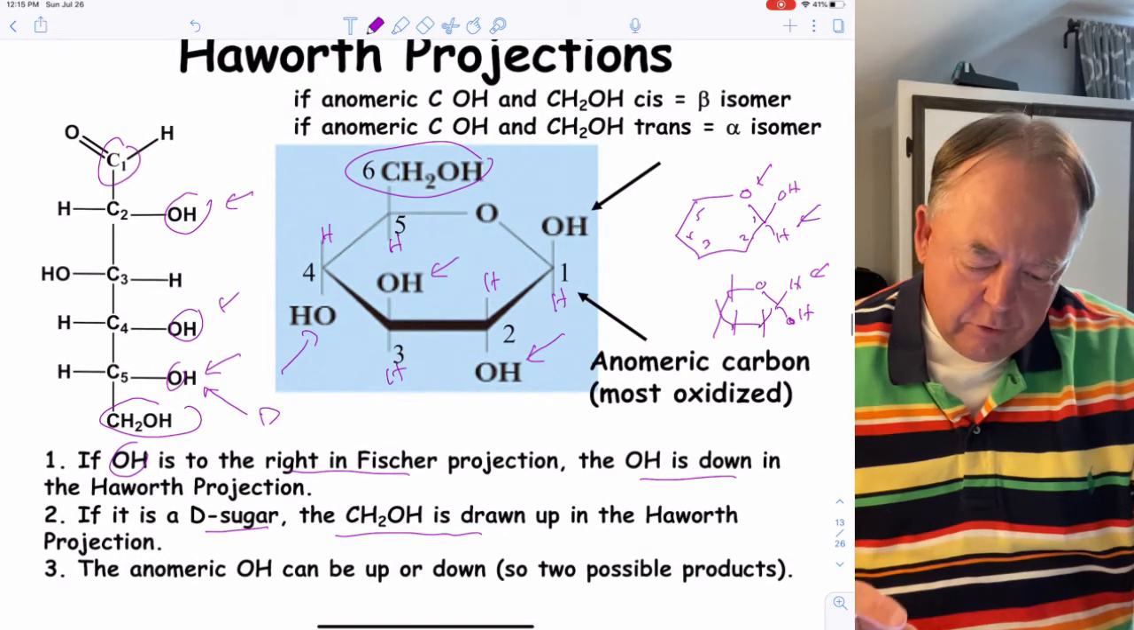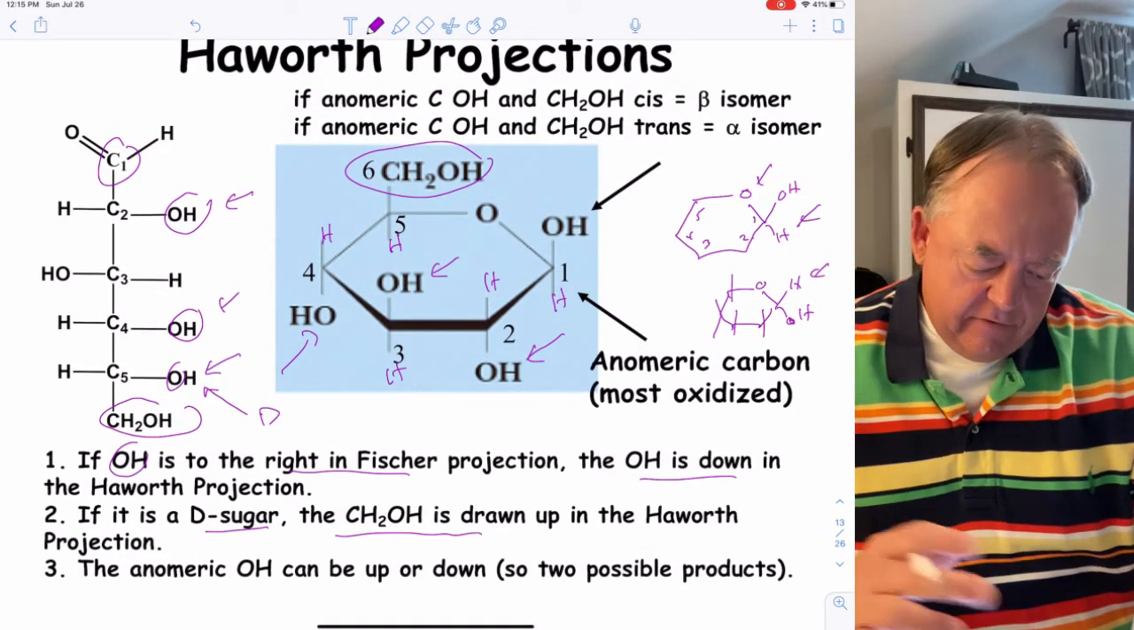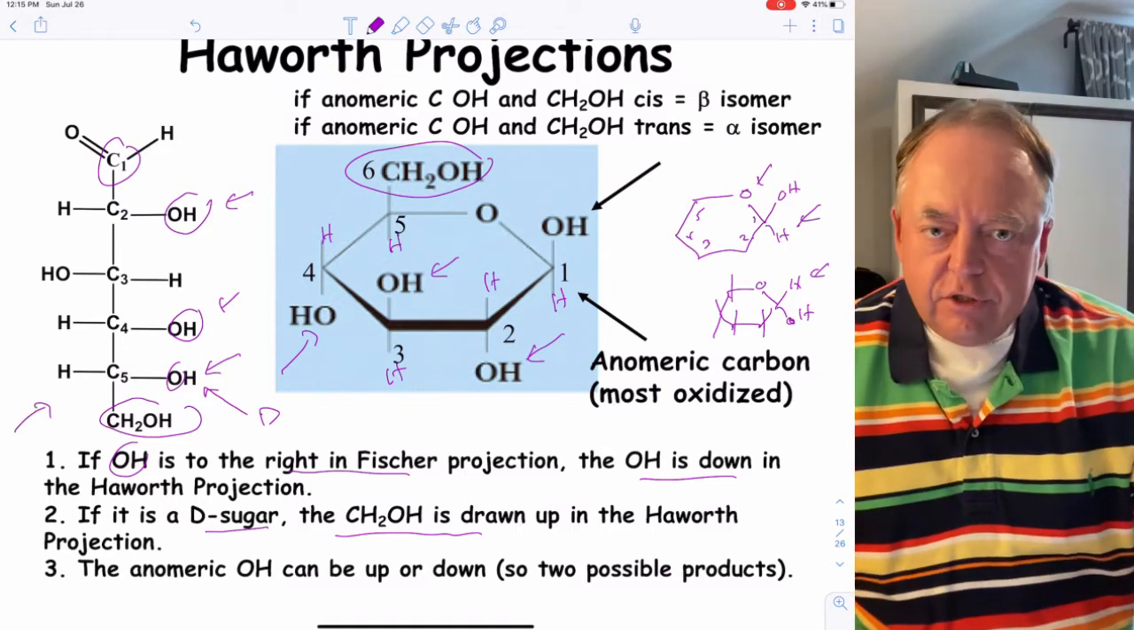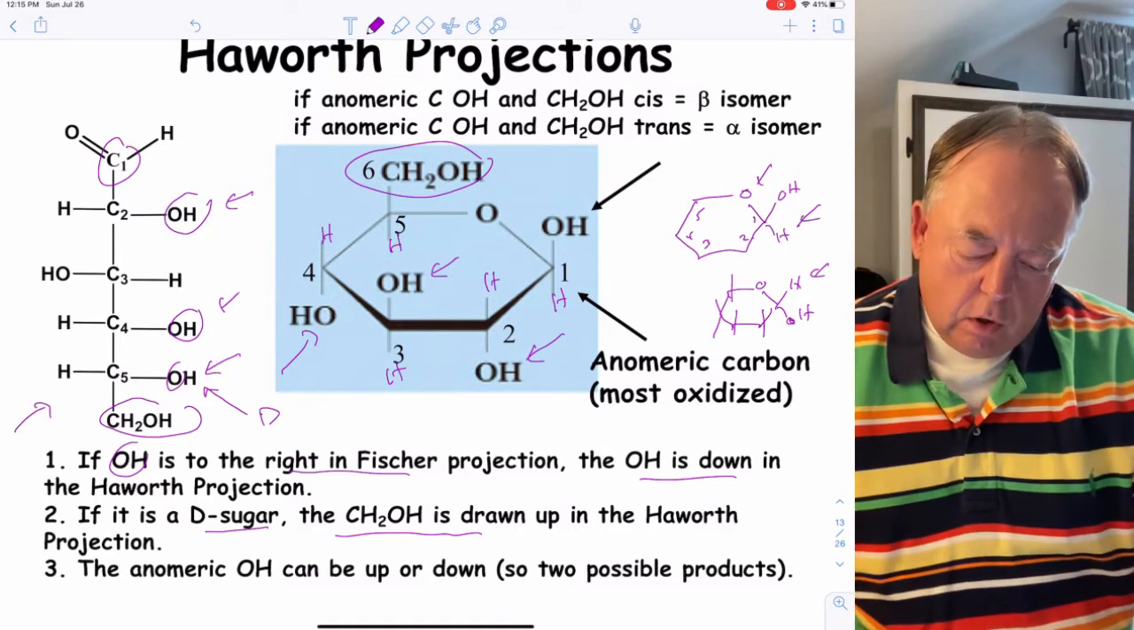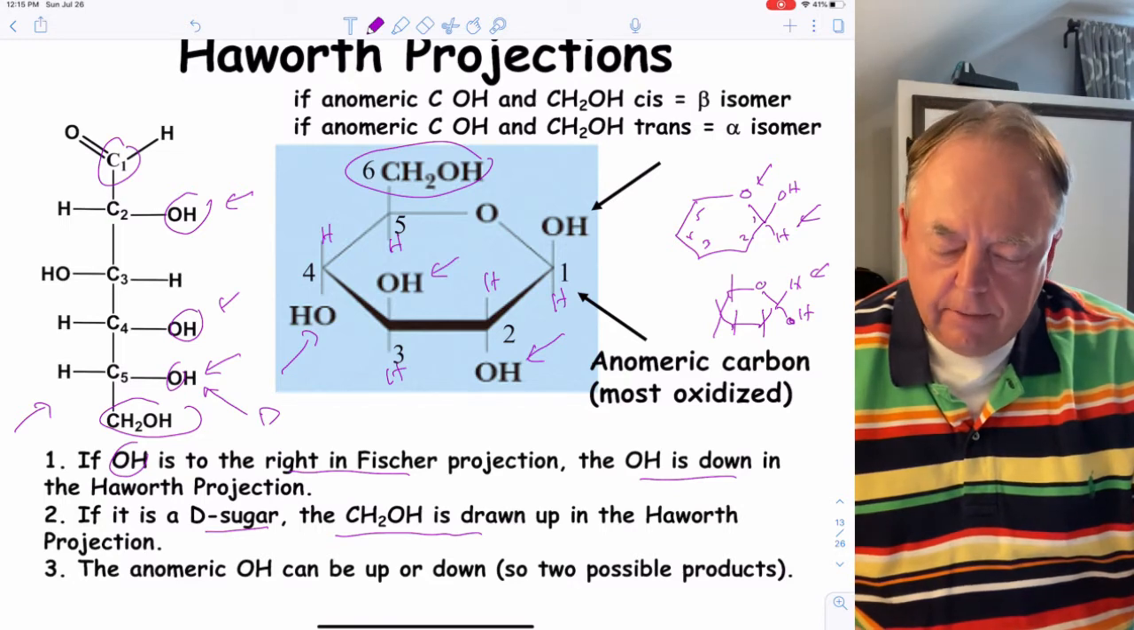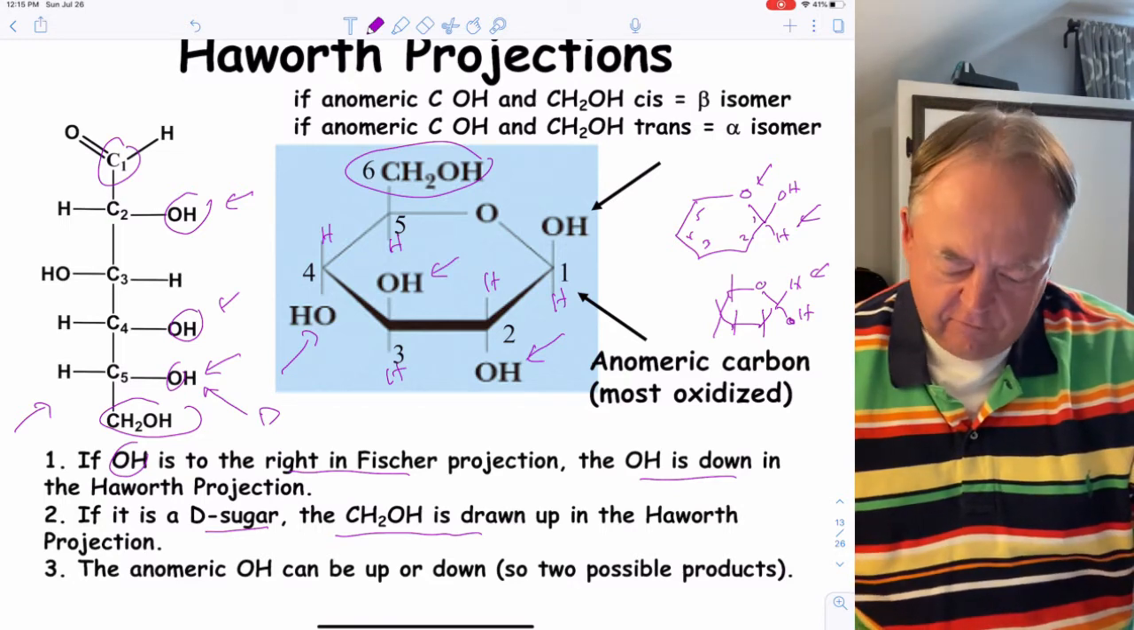So this will be something you would have to do on the last exam. I give you a carbohydrate in the open chain Fischer projection form, and you draw what it would look like when it's closed up into the Haworth projection form.